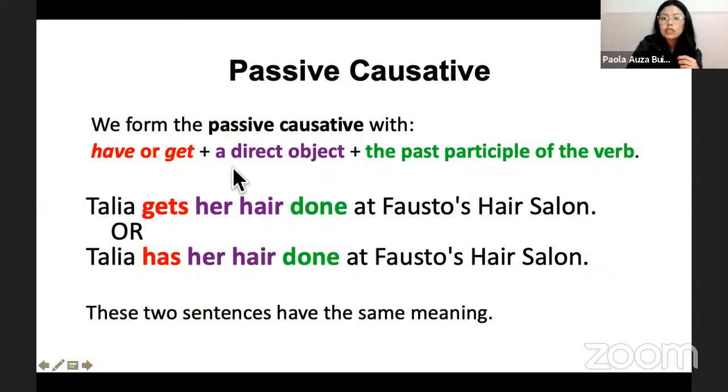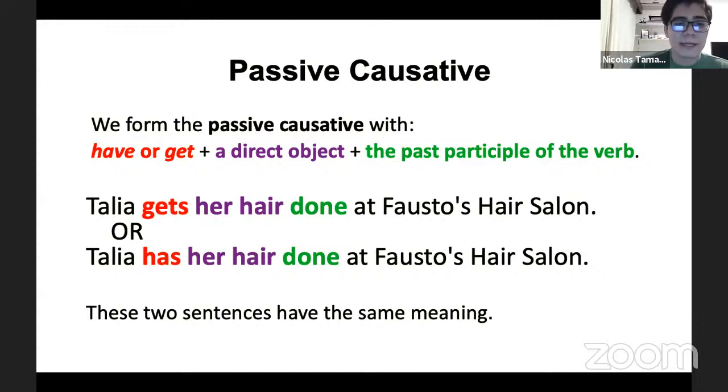The object is, in this case, we can talk about here, no? The object, what is receiving the action, no? And the action is always in the past participle. Okay, so Nico, could you help me read these two sentences, please? Sure. Talia gets her hair done at Fausto's hair salon. Or Talia has her hair done at Fausto's hair salon.